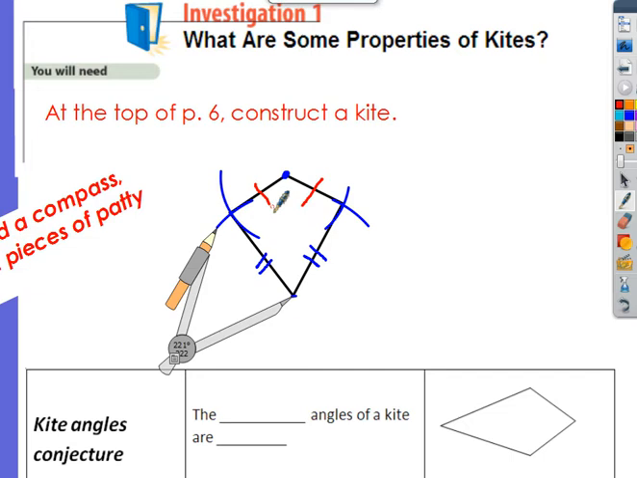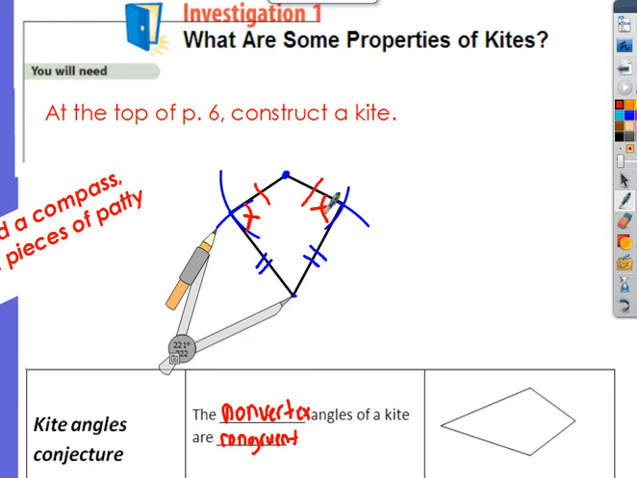So, when you look and it says kite angles conjecture, the blank angles of a kite are blank. What I want you to do is write this down and fill in. The non-vertex angles of a kite are congruent. So again, you have to remember what the non-vertex angles are. They are the angles that are between the different sides. These sides are not congruent, and that's where the non-vertex angles are.